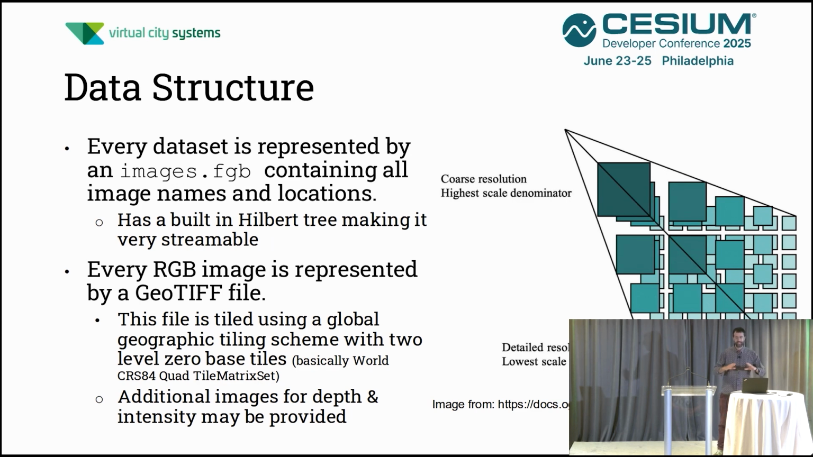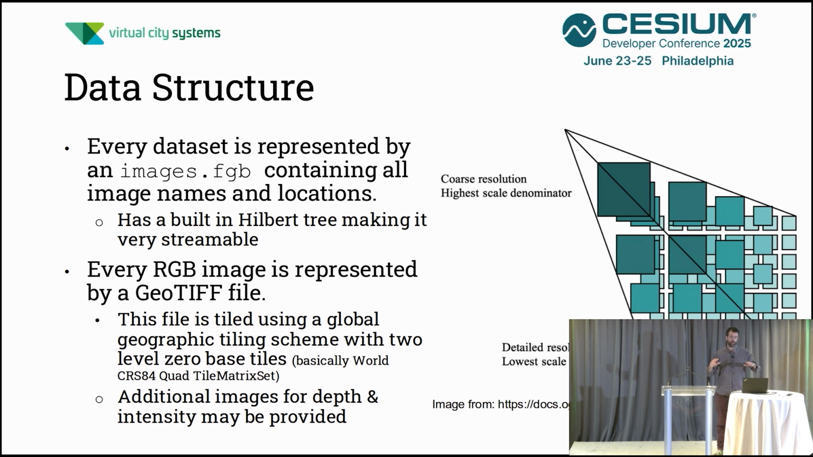And because it's an equirectangular image, it actually represents a sphere. So we can even just define the tile matrix that we're going to use. So we don't have to do any custom tile matrix stuff. We're using the CRS84 quad tile matrix set, which just defines the entire globe with 2 level 0 tiles. And at the bottom, you see there's additional information that we get from the laser scans.